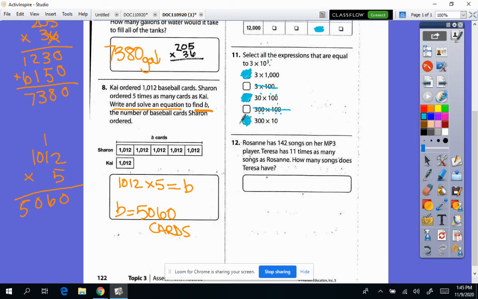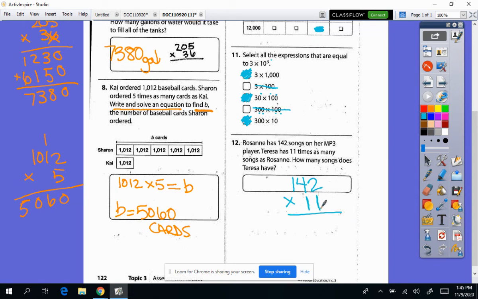Number 12. Roseanne has 142 songs on her MP3 player. Teresa has 11 times as many songs as Roseanne. How many songs does Teresa have? Roseanne has 142 songs. Teresa has 11 times as much. And so I'm setting up my multi-digit multiplication problem. And multiplying by 11 is pretty easy.